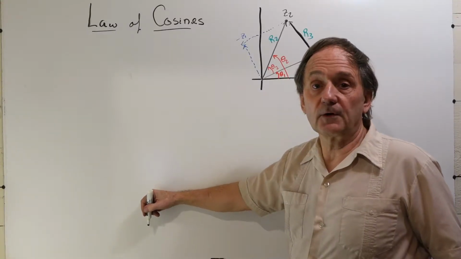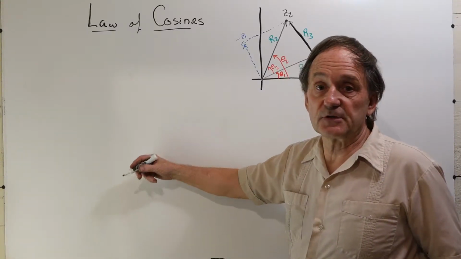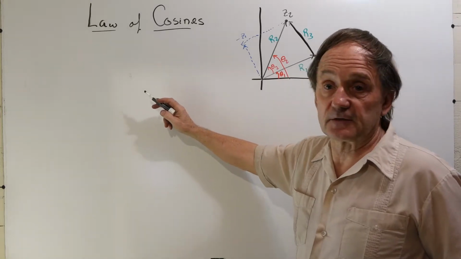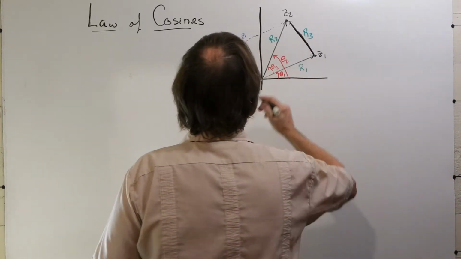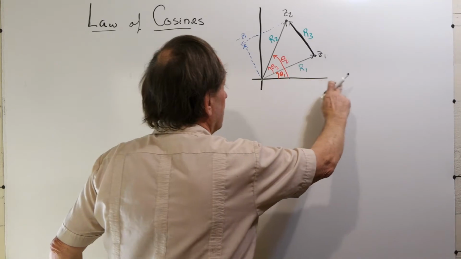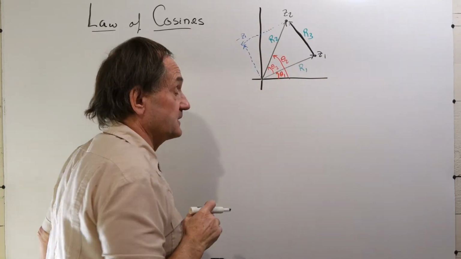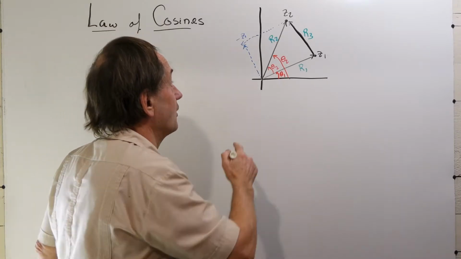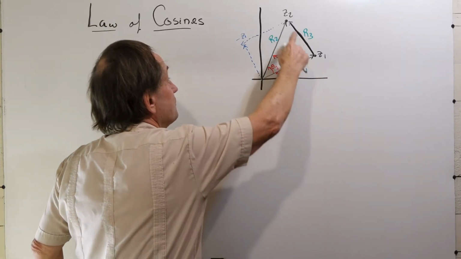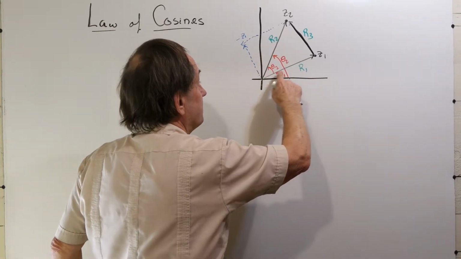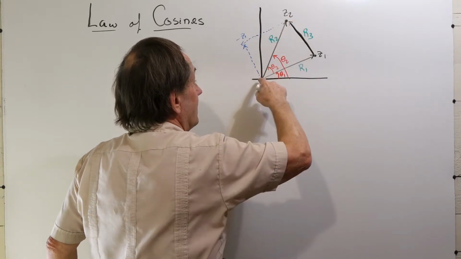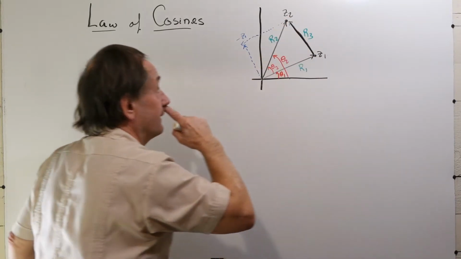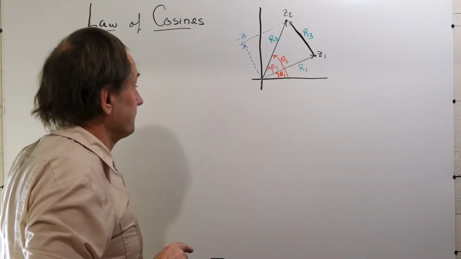I am now going to derive the law of cosines using complex variable techniques. Here we have the complex plane. We've got the real and imaginary axis, and within the plane I have two general points, z1 and z2. These two points, along with the origin, define the apexes of a triangle.